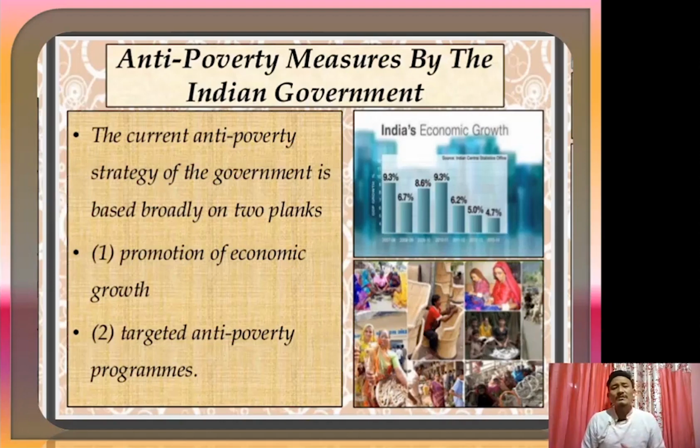The current anti-poverty strategy of the government is based broadly on 2 planks. One is promotion of economic growth, and another one is targeted anti-poverty programs.